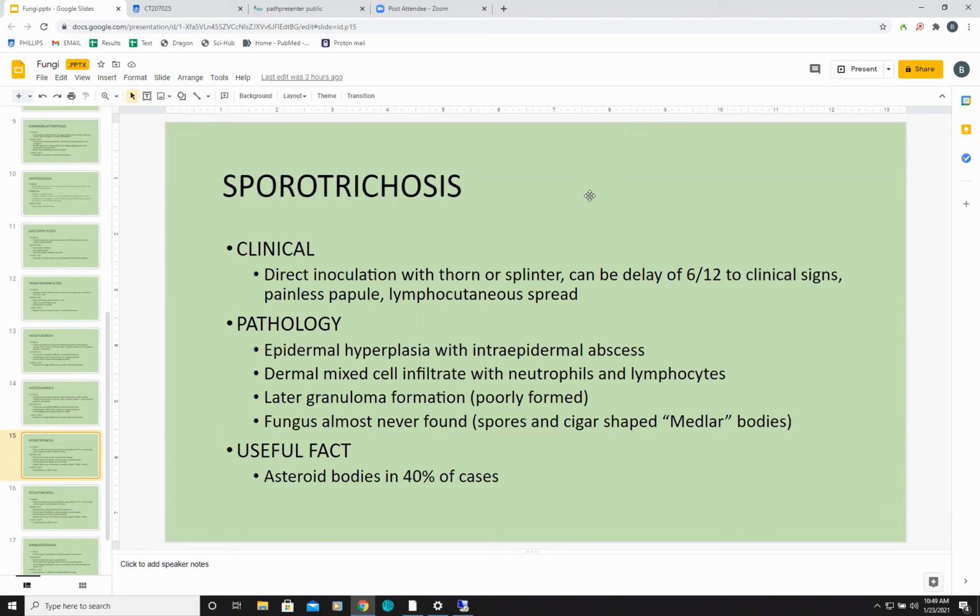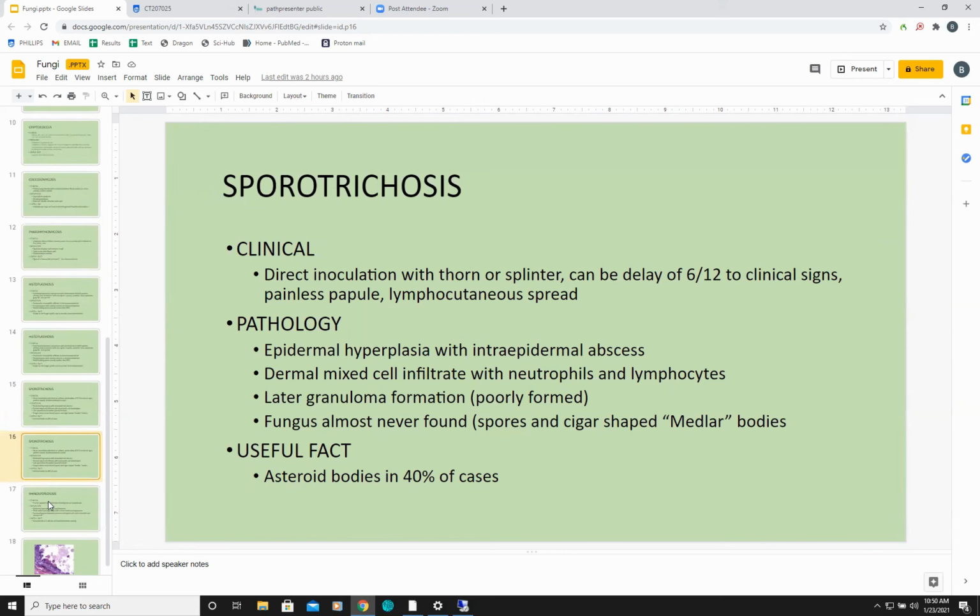So the clinical forms are either the fixed cutaneous one, which is a solitary verrucous encrusted plaque, or a group of them, or the lymphocutaneous ones, where it starts on the fingers and then you have dissemination up to the lymph nodes. The pathology of this is intraepidermal abscess formation with neutrophils, epidermal hyperplasia, a dermal mixed cell infiltrate with neutrophils and lymphocytes, granulomas, and the fungus is very hard to find, and usually if you do find it, you have these cigar-shaped medlar bodies and spores. You can find asteroid bodies in 40% of these.